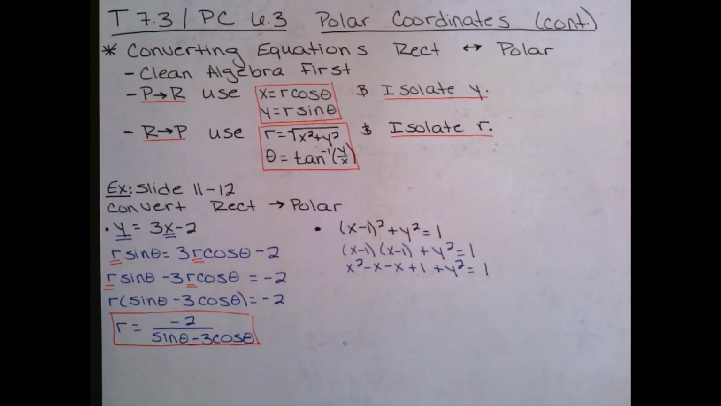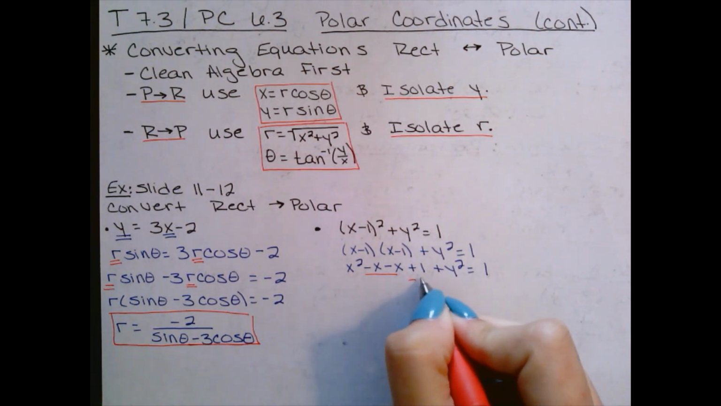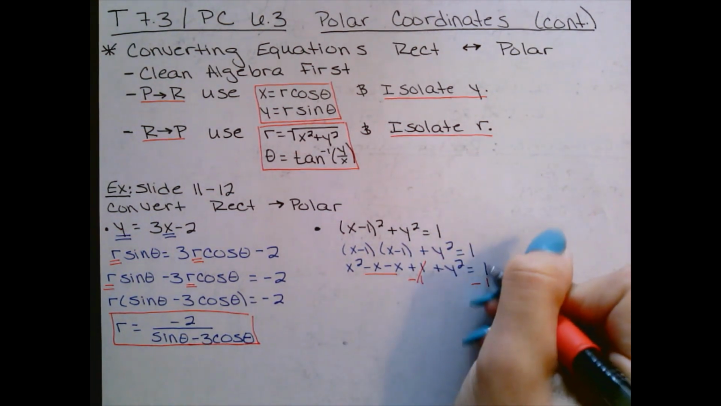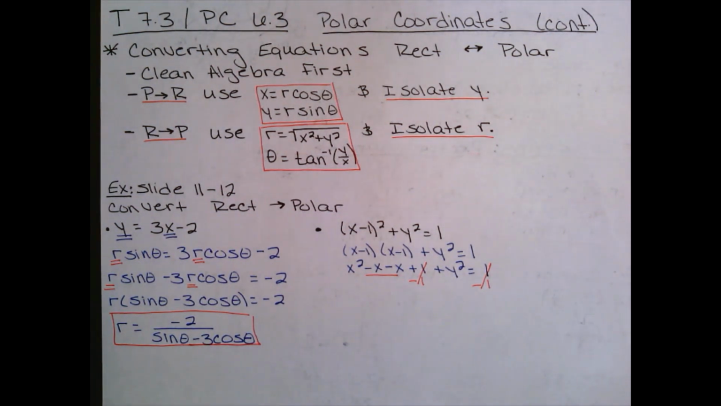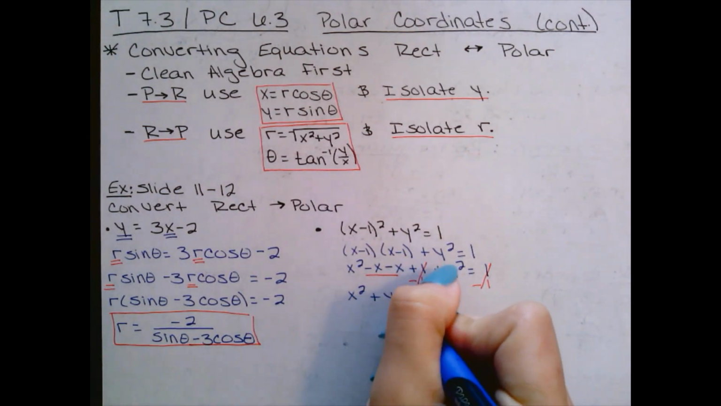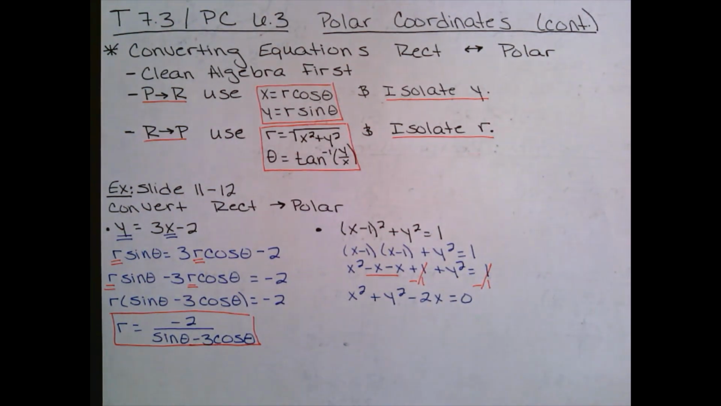So now I'm just going to start rearranging things a little bit. I'm going to put my two squareds at the front. I'm going to combine these two negative x's, and I'm going to subtract this one from both sides. You'll see that'll end up canceling. So I have x squared plus y squared minus 2x equals 0. All right? So I've cleaned my algebra first.